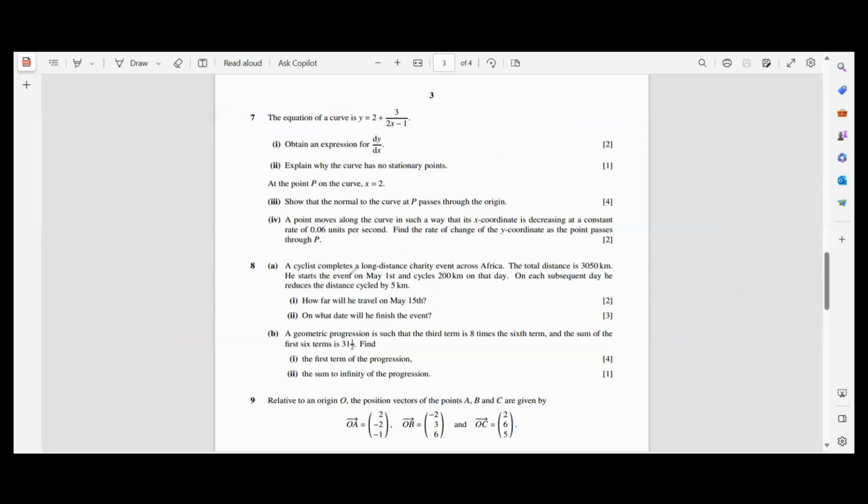For number 8, the cyclist completes a long distance. The total distance is this. He starts the event on 1st May and cycles 200 kilometers on that day. So I think this is about sequences. He reduces the distance cycled by 5 kilometers each day. How far on the 15th day? Okay.